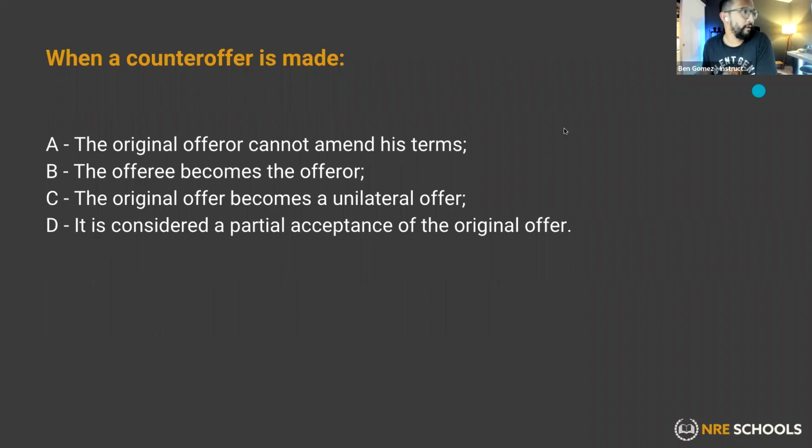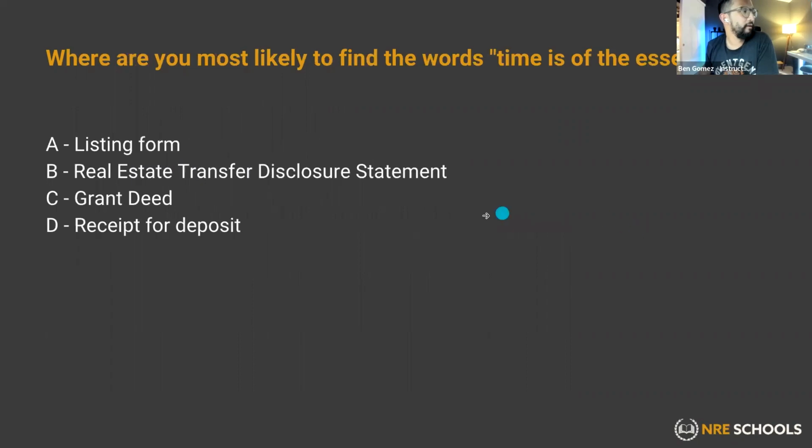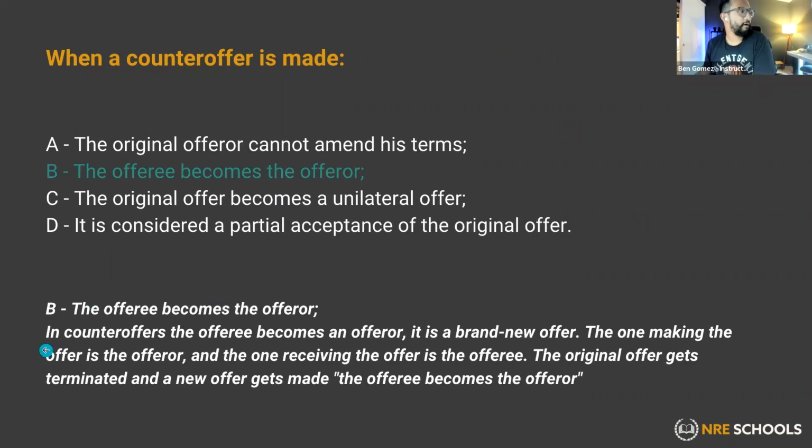The original offer becomes a unilateral offer? No, it's still bilateral. It is considered partial acceptance of the original offer? Either you accept it or you don't. So B. In counteroffers, the offeree becomes an offeror. It is a brand new offer. The one making the offer is the offeror, and the one receiving the offer is the offeree. The original offer gets terminated and a new offer gets made.